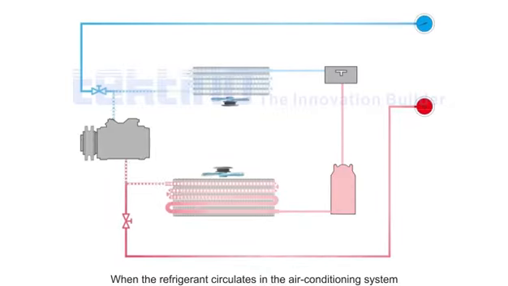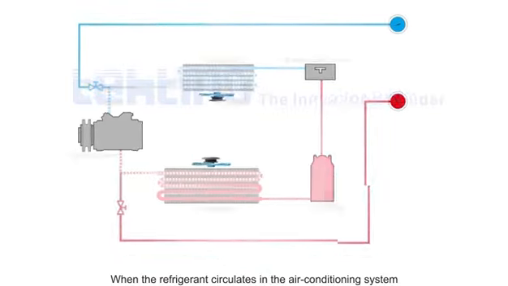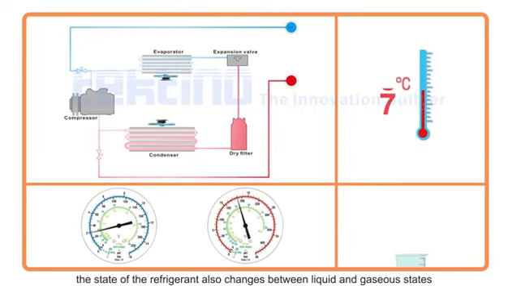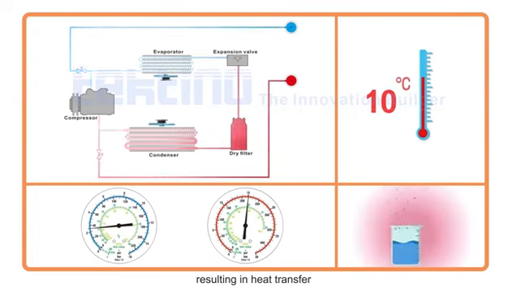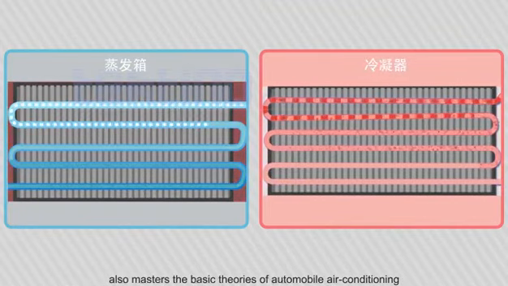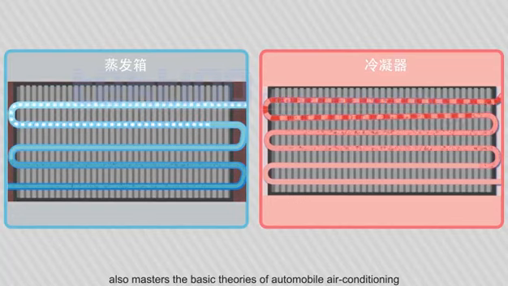When the refrigerant circulates in the air conditioning system, in addition to changes in temperature and pressure, the state of the refrigerant also changes between liquid and gaseous states, resulting in heat transfer. Mastering the temperature, pressure, and physical state of refrigerants in various parts of the air conditioning system also masters the basic theories of automobile air conditioning.